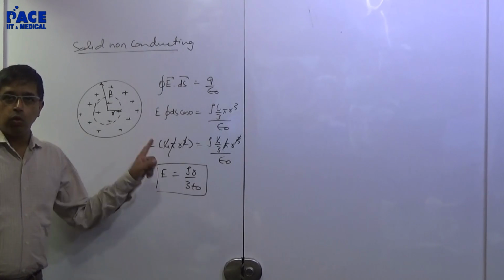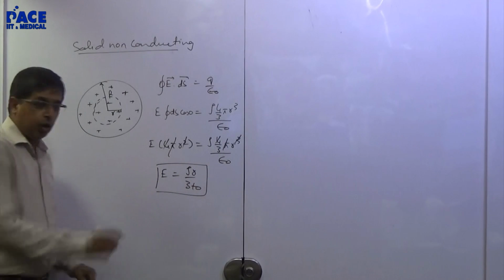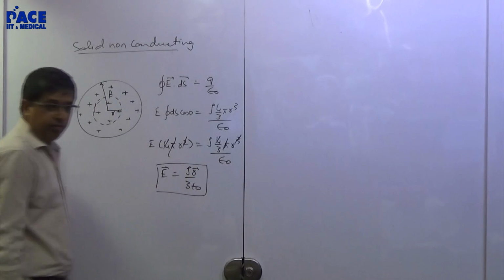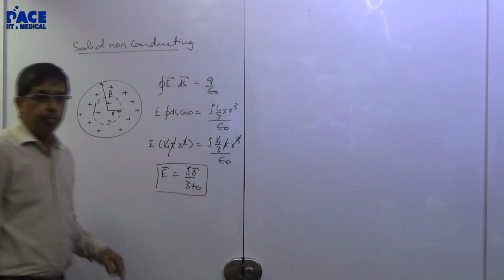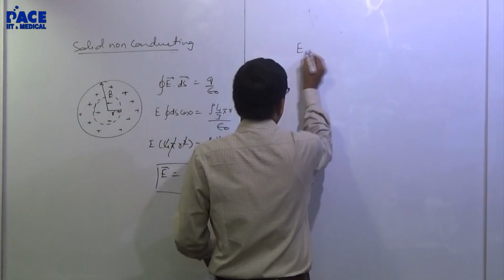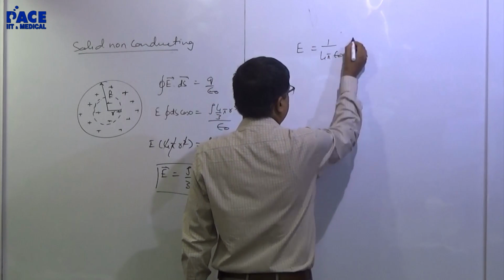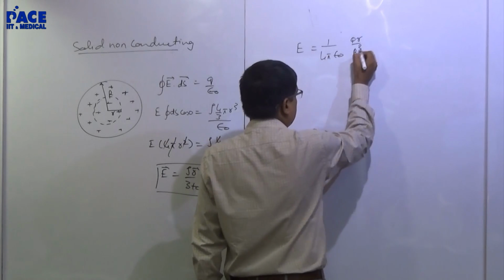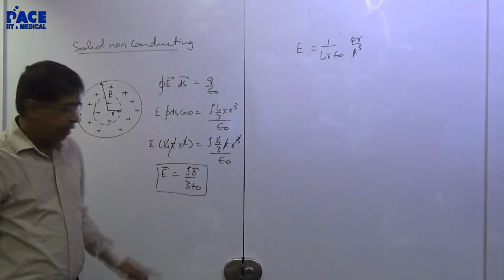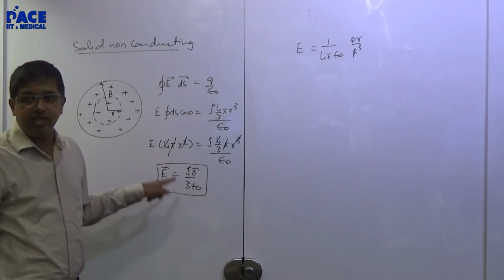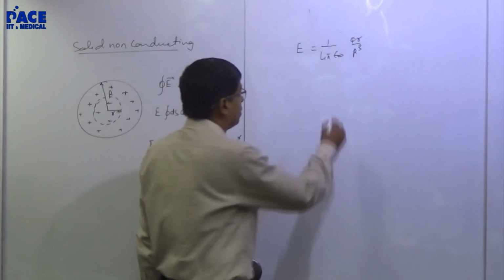E is equal to rho r by 3 epsilon naught. This is something that we are aware of. You told me previously that the field inside a solid sphere will be 1 by 4 pi epsilon naught q small r by R cube. This is what you told me. It is as good as this. He writes it this way, he is more comfortable with that.